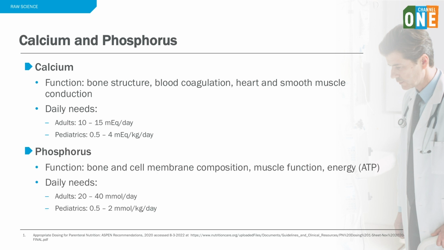Phosphorus is important for bone and cell membrane composition, muscle function, and the production of ATP. ATP is required for all physiologic and metabolic functions that require energy. Recommended daily needs for adults for phosphorus is roughly 20 to 40 millimoles per day. And in pediatrics, it's 0.5 to 2 millimoles per kilogram per day. But remember, those pediatric recommendations depend on age.